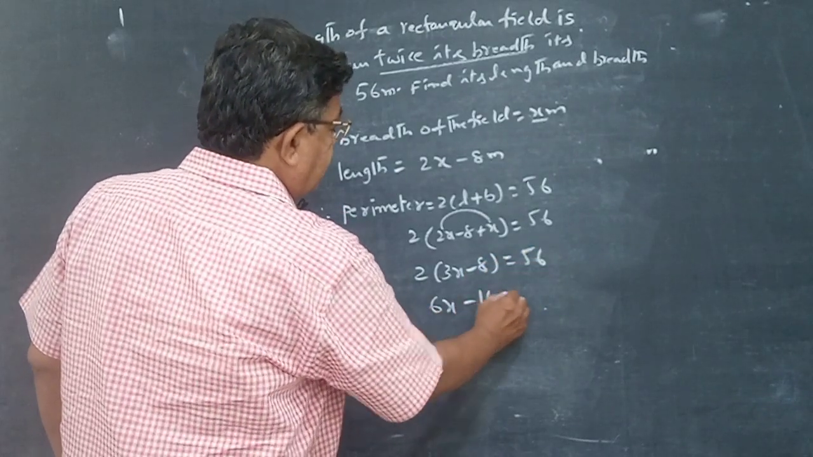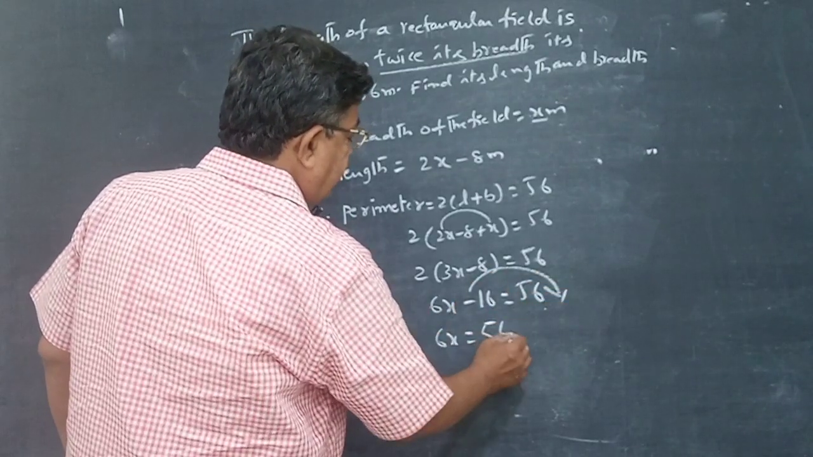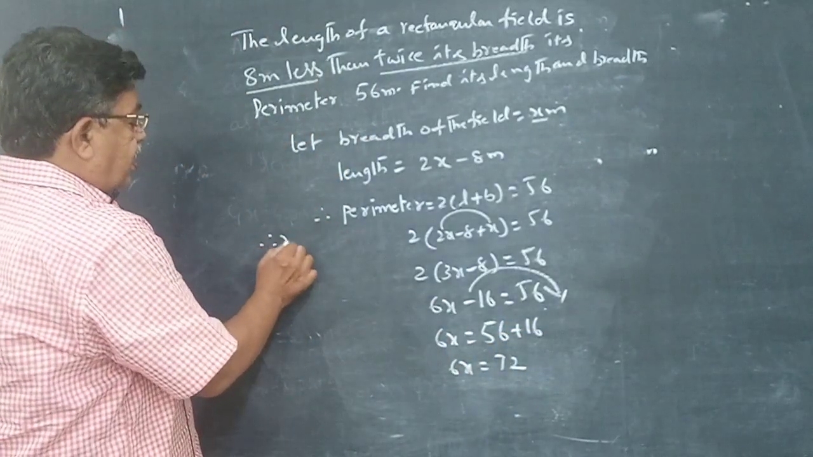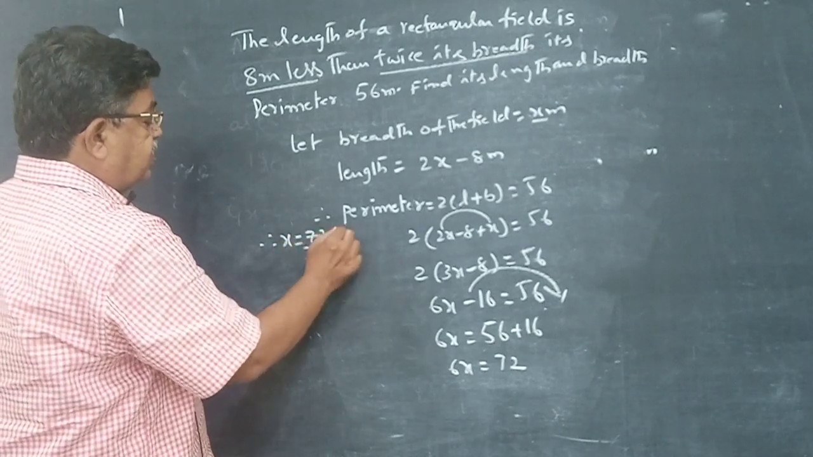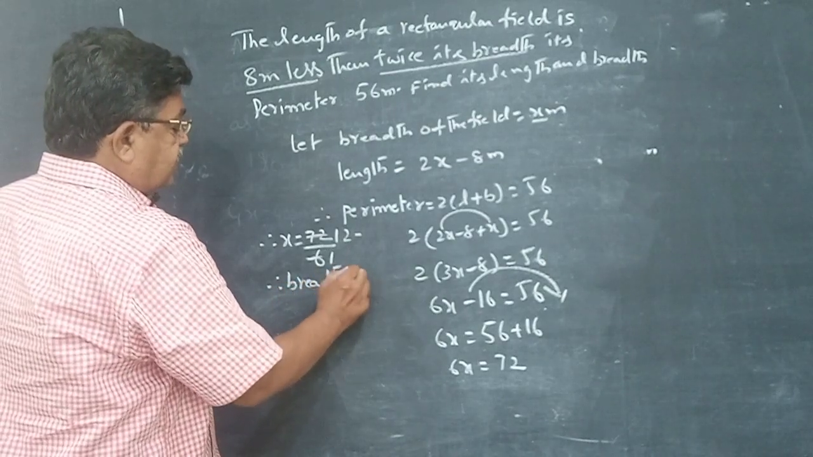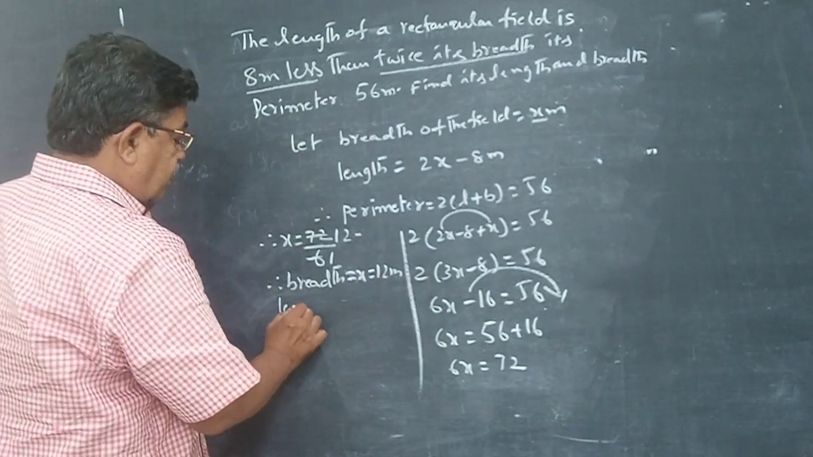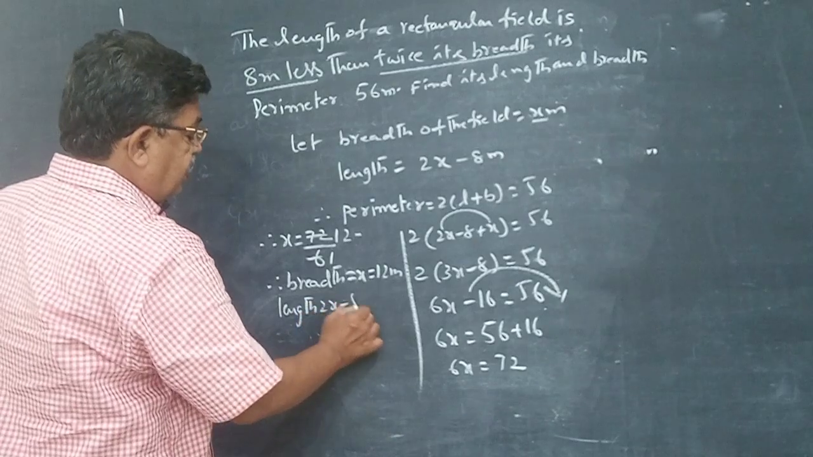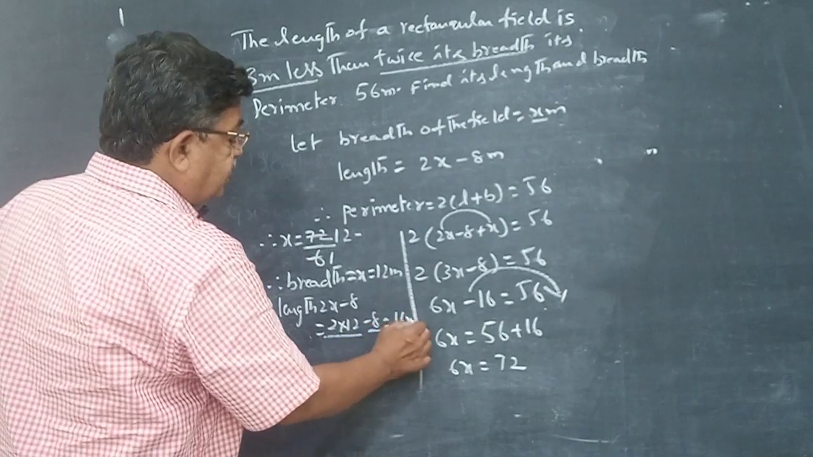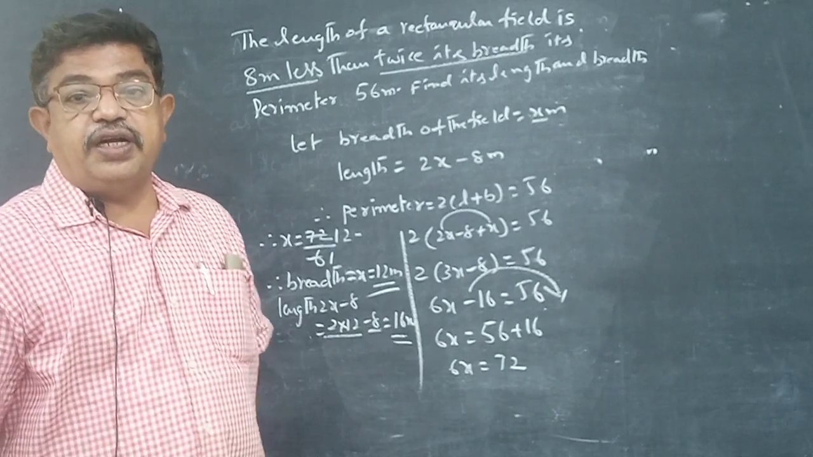6x minus 16 is equal to 56. 6x is equal to, transpose minus 16 to the other side, 56 plus 16, 6x equal to 72. Therefore, x is equal to 72 by 6, 6 12s are 72. Therefore, breadth equal to x equal to 12 meters, length equal to 2x minus 8, 2 into 12 minus 8, 24 minus 8, it is 16 meters. So, the length and breadth of the rectangle are 16 meters and 12 meters.